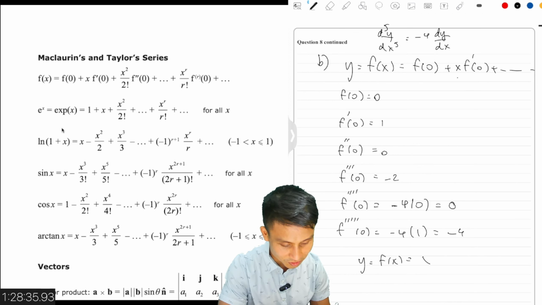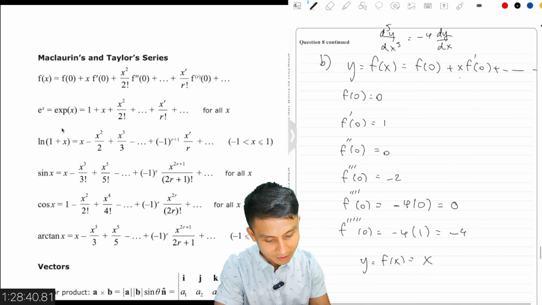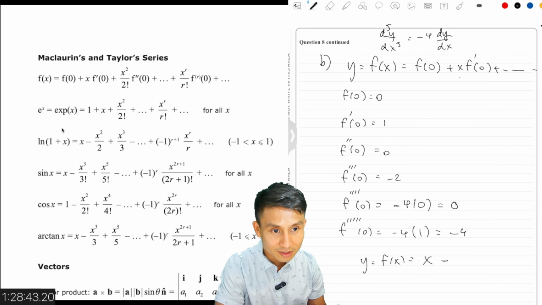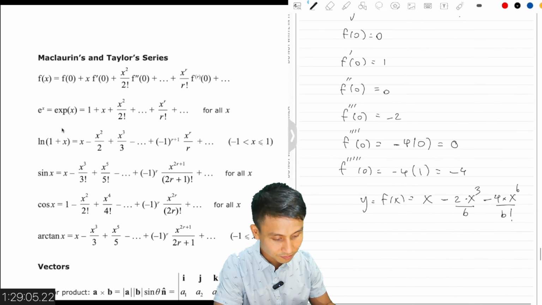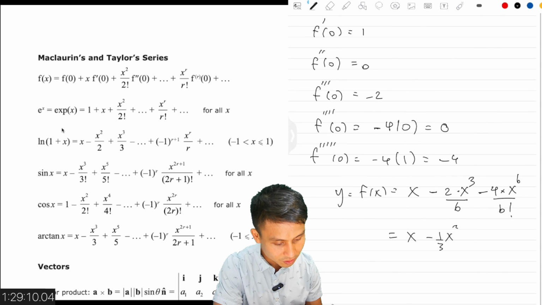Oh yeah, x. So just x, sorry. And then the third one here, minus 2. So minus 2 times, this is the third one, right? So the third one is x to the 3 divided by 3 factorial, which is 6. And then the fifth one, which is minus 4, so minus 4 times x to the 6 divided by 6 factorial. Yeah, so that would be x minus 1 over 3x cubed.